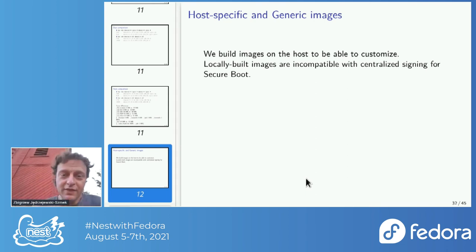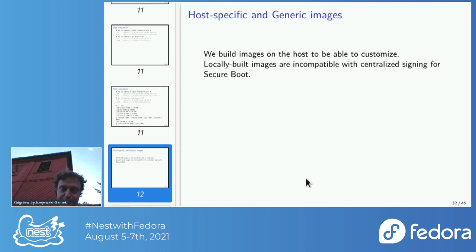That's it about the implementation, and now I'll talk a bit about where I want to go with this. So we build Initrd images on the host because we need to customize the components that go into those images. This also means that the images on every machine are slightly different, they cannot be signed centrally. They could be signed locally on those machines, but you need your own signing infrastructure. If we want to have distribution-wide signatures, this is fundamentally incompatible.